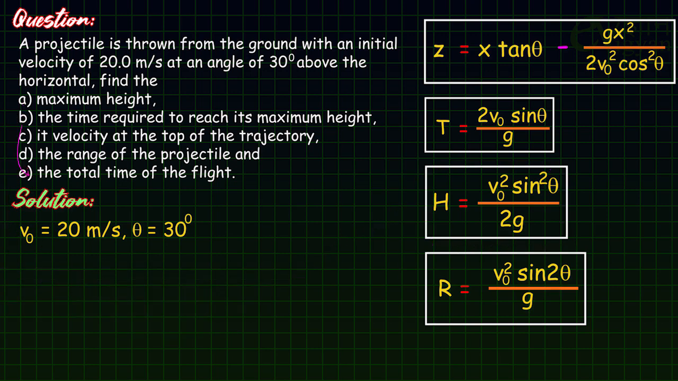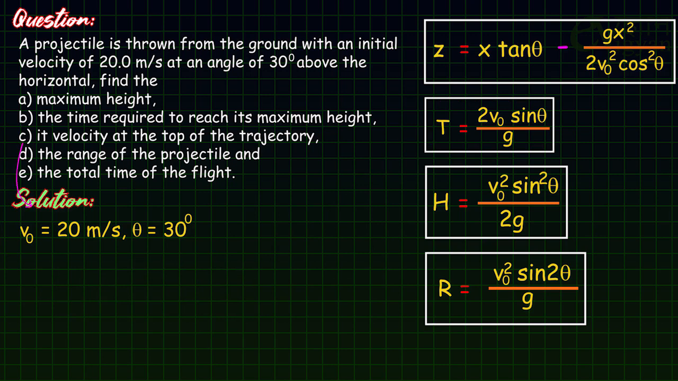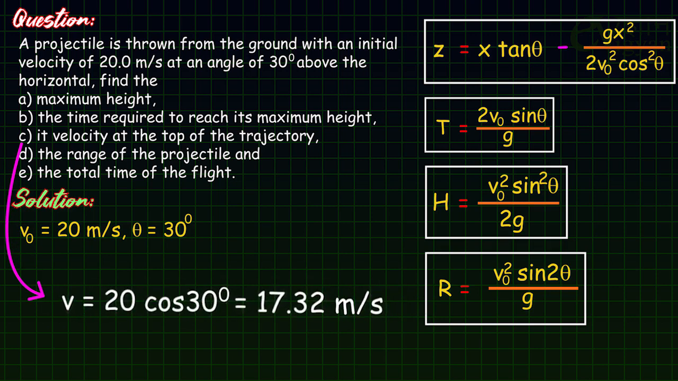In part B, you have to find the time required to reach its maximum height. You know that the time required to reach its maximum height is equal to the half of its time of flight, that is t = T/2. So use the formula for the time of flight and find the answer for this part. In part C, the velocity at the top of the trajectory will be v = v₀ cos θ. So plug the values and find the result.